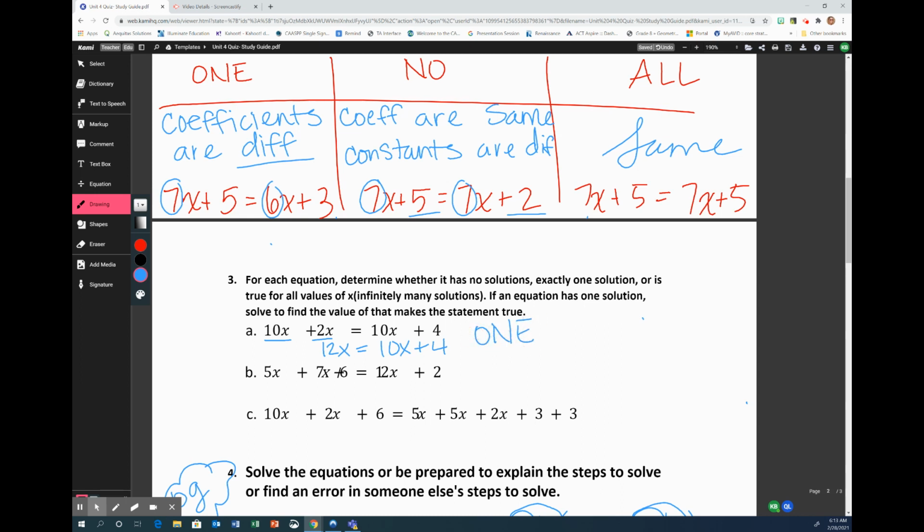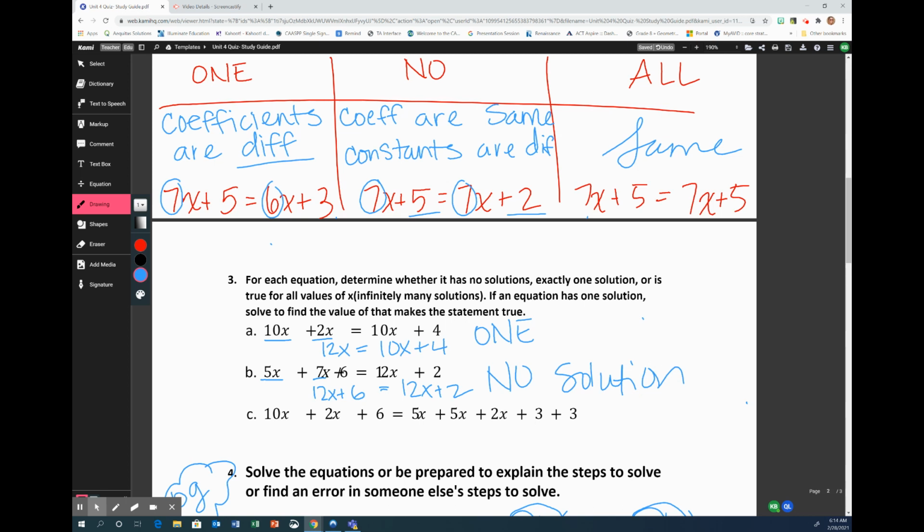Part B, I'm going to simplify everything I can. 5x and 7x is 12x, plus 6 equals 12x plus 2. Coefficients are the same. Constants are different. Where are we at? No solution, in the middle.